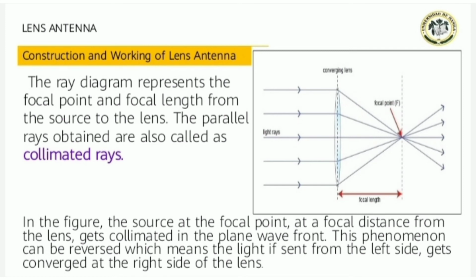In the above figure, the source at the focal point, at a focal distance from the lens, gets collimated in the plane wavefront. This phenomenon can be reversed, which means the light, if sent from the left side, gets converged at the right side of the lens. It is because of this reciprocity that the lens can be used as an antenna, as the same phenomenon helps in utilizing the same antenna for both transmission and reception.